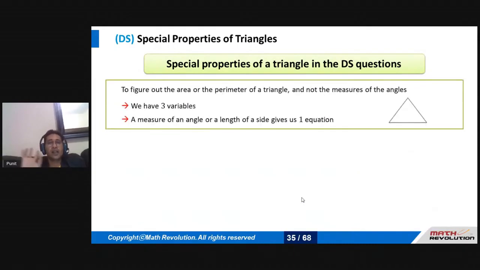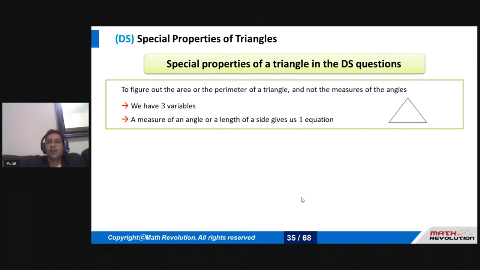So far we were discussing PS. Now let's talk about something which is more critical when it comes to DS. I'll be applying the variable approach for sure on this particular part. It says to figure out the area or the perimeter of a triangle. Suppose we don't have to measure the angles. We're just talking about finding either an area or a perimeter.